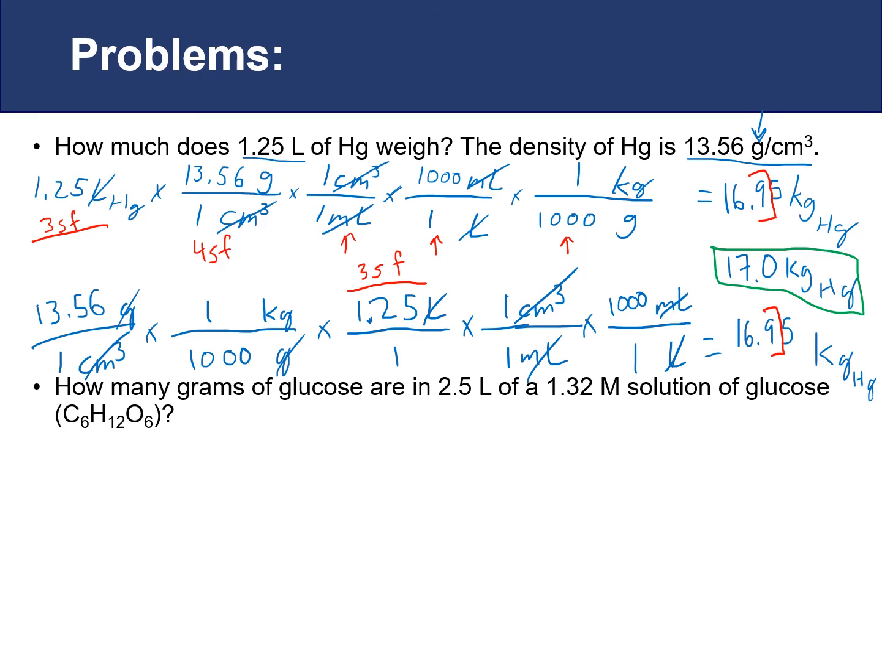Okay, let's look at question number 2. How many grams of glucose are in 2.5 liters of a 1.32 molar, that's moles per liter, solution of glucose? So we're again trying to find the mass, this time in grams. So that's our goal. We can have a bunch of different starting points. We have here moles per liter, this one's liters.